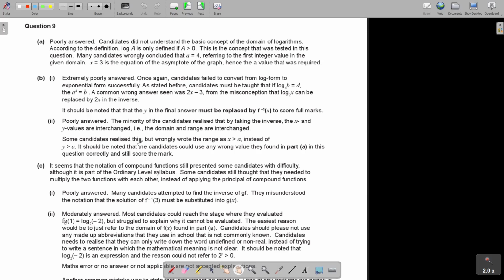Some candidates realize this, but wrongly wrote the range as x. Range is y. So instead of y is bigger than a, it should be noted that candidates could use any wrong value they found in part A in this question correctly and still scored full marks. So it's just a follow through. They test if you answer in A, they would not penalize you if you use the same, but just put a y in front.